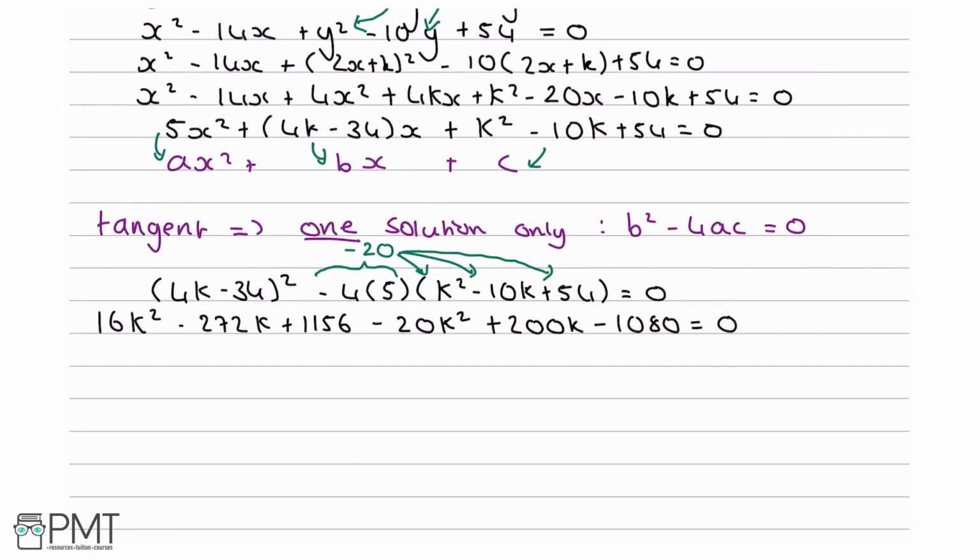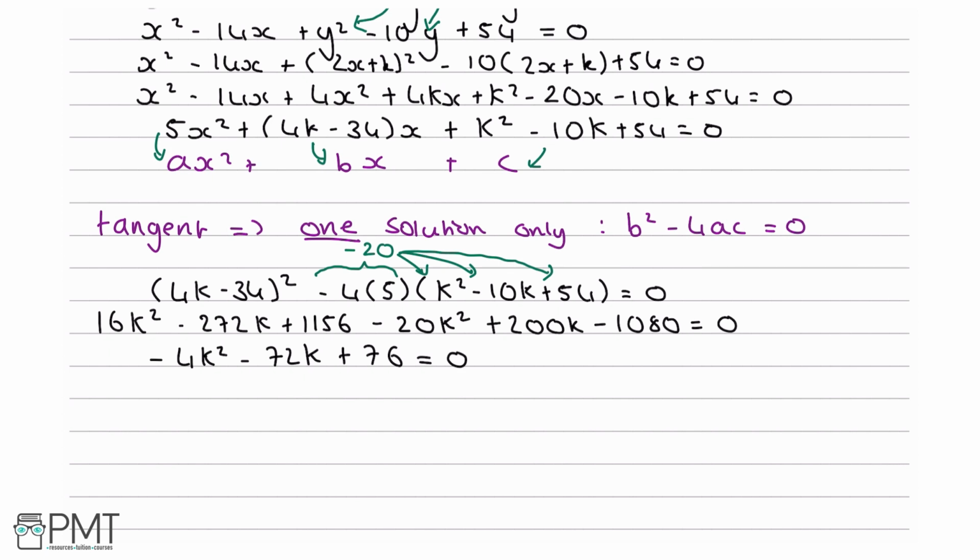So then the next step from here is just to combine some stuff. So we have 16k squared minus 20k squared, and what that becomes is minus 4k squared. Then we have minus 272k plus 200k, which is going to be minus 72k. And then we have 1156 minus 1080, and let me just check on my calculator. That gets us positive 76, which equals 0.